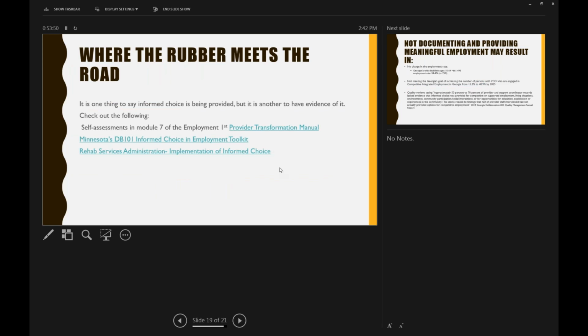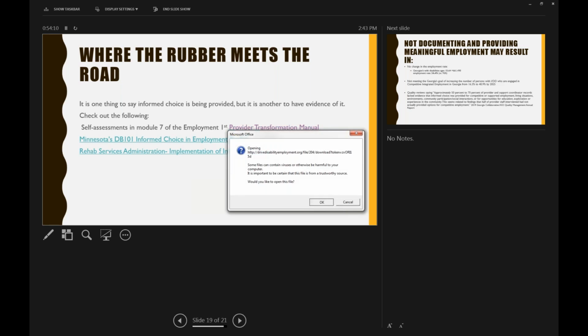Okay, so where the rubber meets the road. It's one thing to say informed choice is being provided, but it's another to have evidence of it. So I wanted to share some resources to help those of you who are interested in this. These resources help document informed choice.